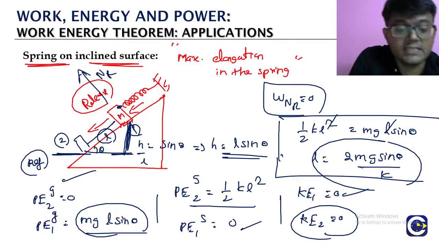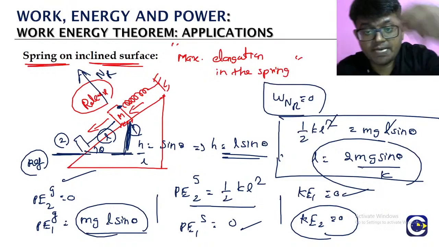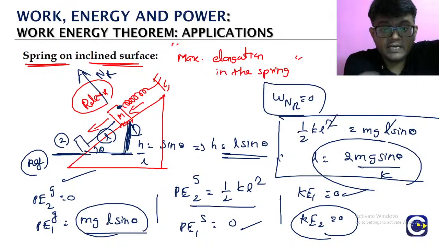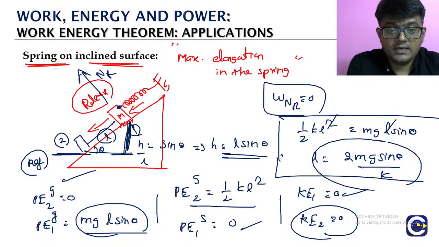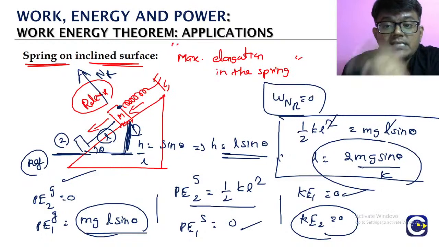You can see one interesting thing. In the first problem, where we kept the spring vertical and released it, remember the value of the extension before the block stopped? What value did we get? 2 m g by k. Here, what are we getting? 2 m g sine theta by k.